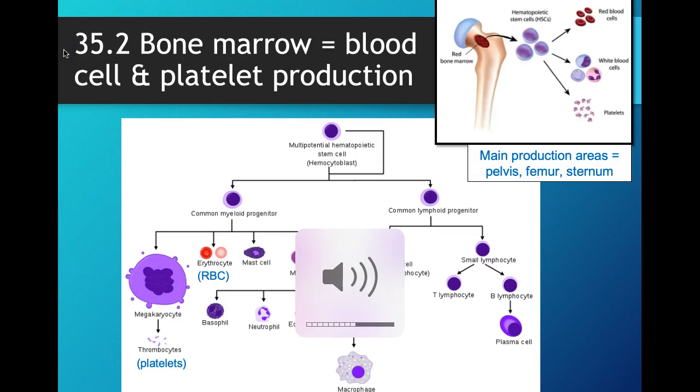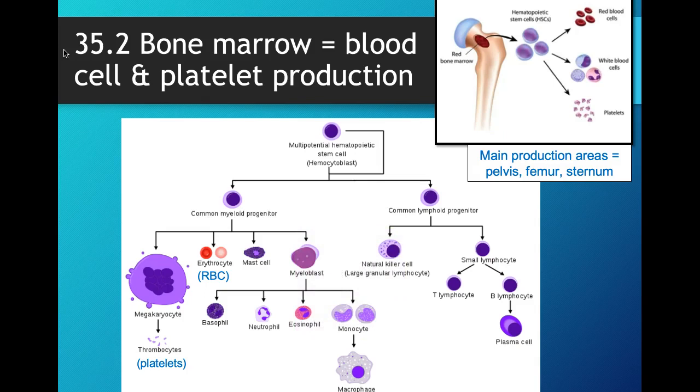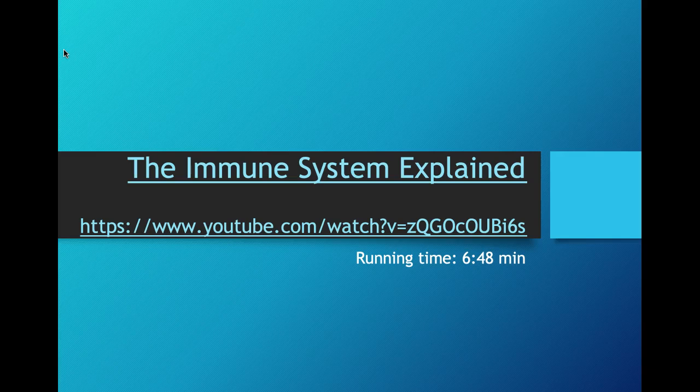Adaptive immunity and where white blood cells are produced. So please know that the bone marrow stem cells is what makes platelets, blood cells, and white blood cells. Please make sure you watch this video.